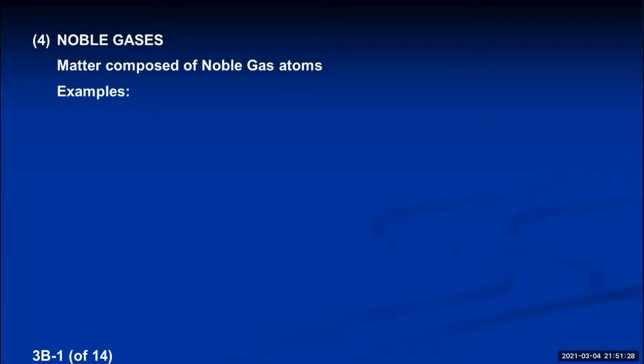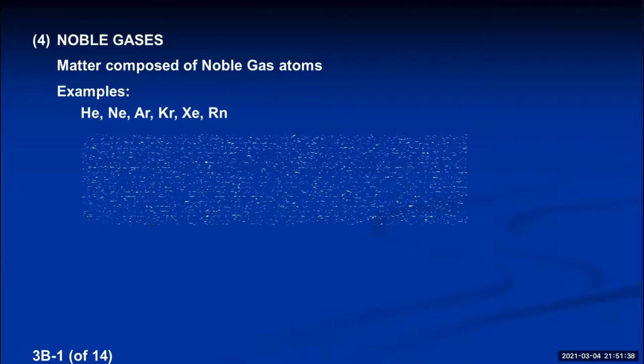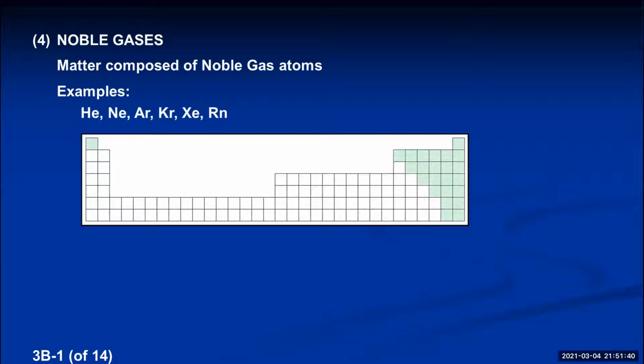And examples would be, we'll just go to the noble gas column on the periodic table. It's column 18. Helium, neon, argon, krypton, xenon, radon. These are all the noble gases on the periodic table. The nonmetals are located on the right side. The noble gases are the final column.